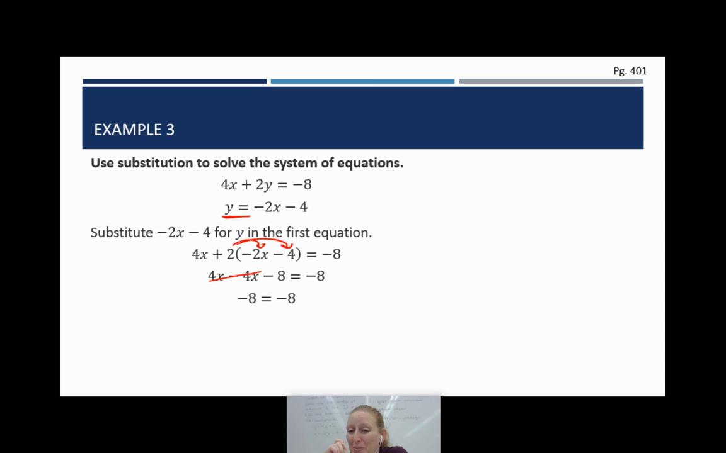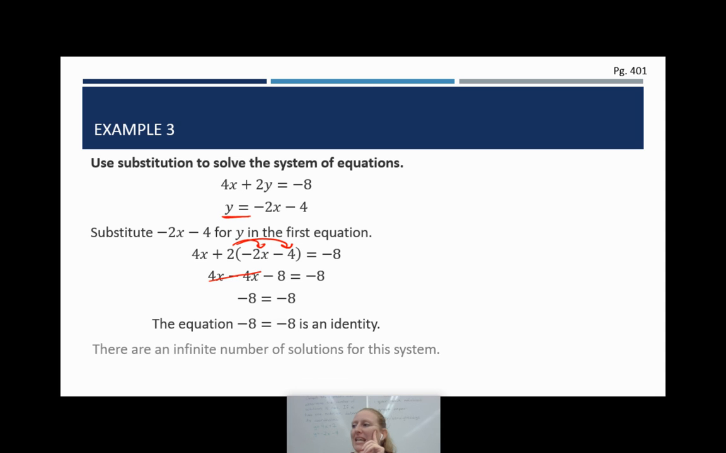We've had this happen before, haven't we? This has happened before. This tells us something. Guys, negative 8 equals negative 8, that's an identity. Do you remember? Maybe you remember from last time, maybe you remember from our last unit. Do you remember that this means that there's an infinite number of solutions?